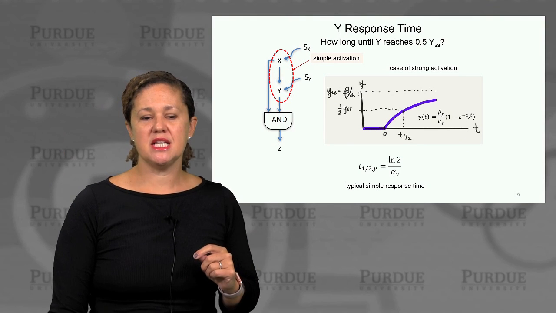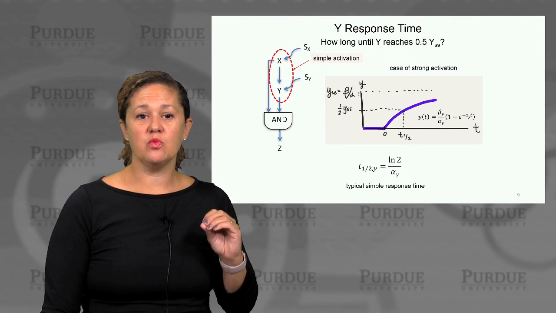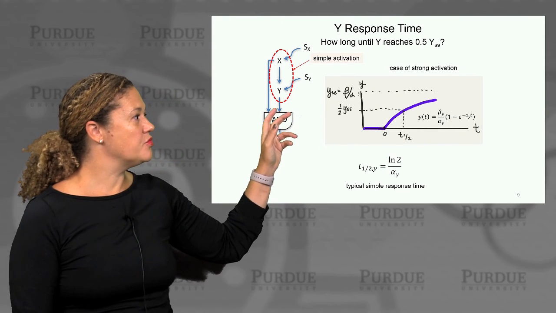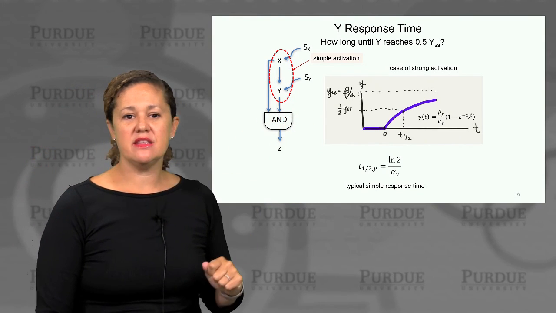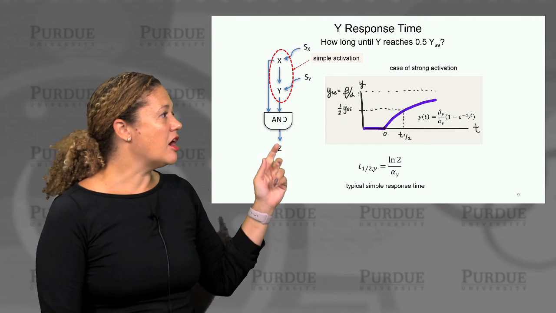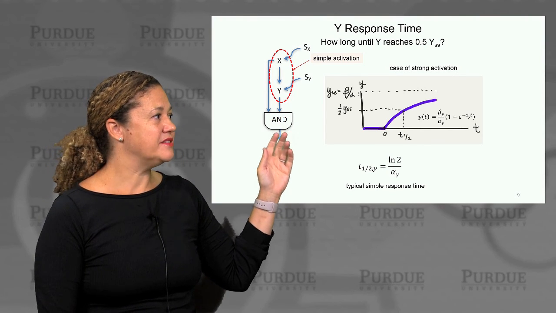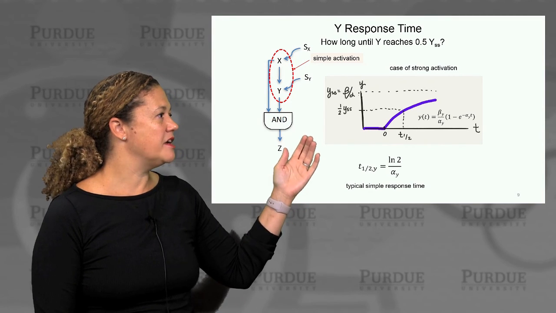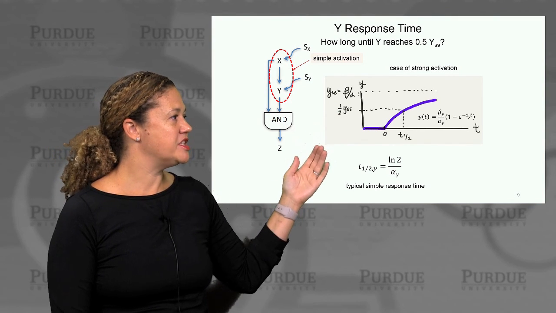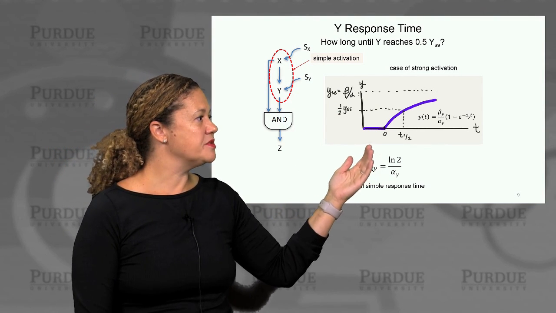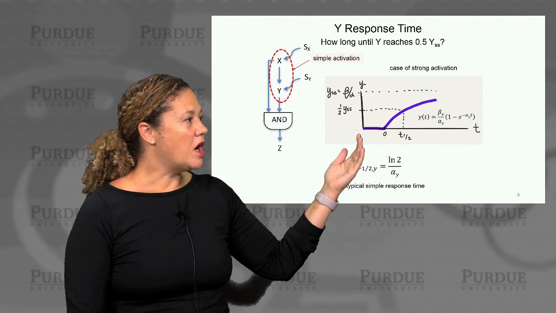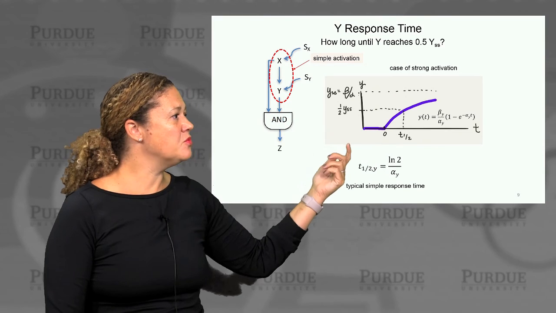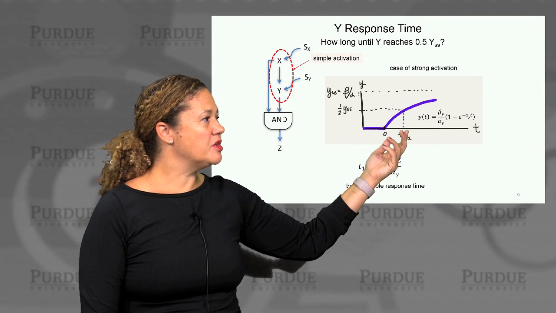So let's first take a look at the Y response time. I'm going to focus here on the red dash. We can see that turning Y on is our familiar simple activation. If we go back to our previous lecture and remind ourselves of our case of strong activation, then at time equals 0, our expression of Y will turn on, and we'll follow our time course here.